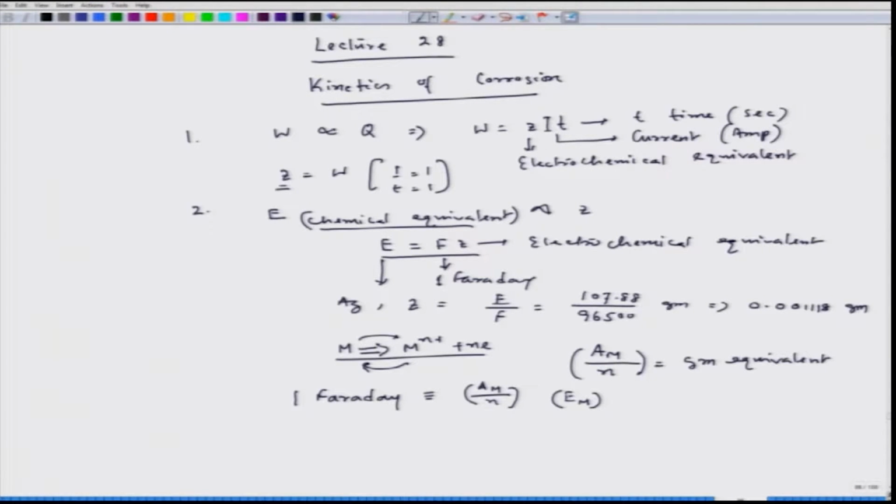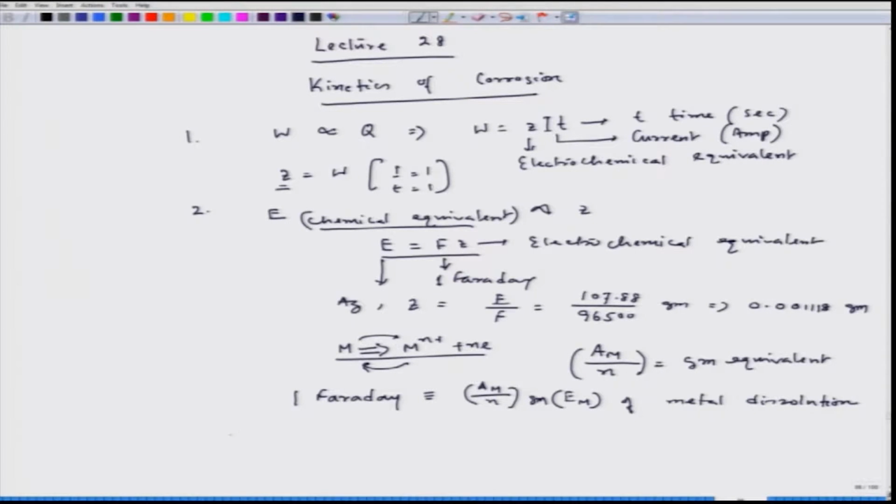Now, if the deposition is in the chemical equivalent, if I send 1 Faraday of electricity, on the other way the dissolution of metal ion would be same as the deposition. That means, 1 Faraday would be equivalent to this gram of metal dissolution, is not it? So, that much gram of metal dissolution would take place if I send 1 Faraday of electricity.